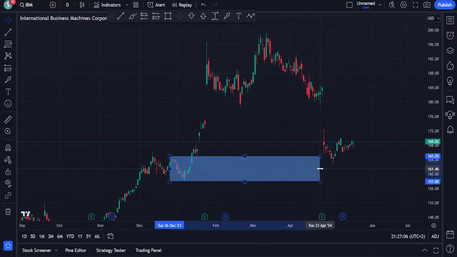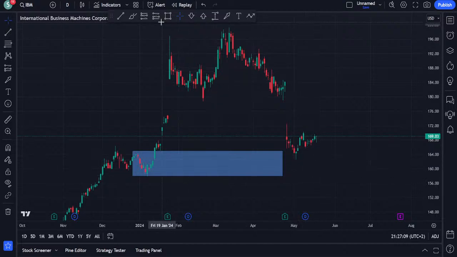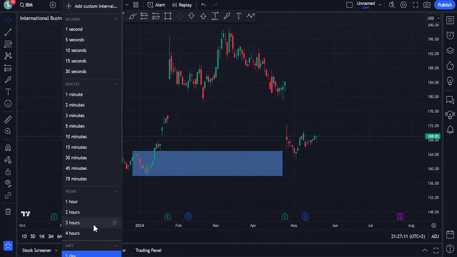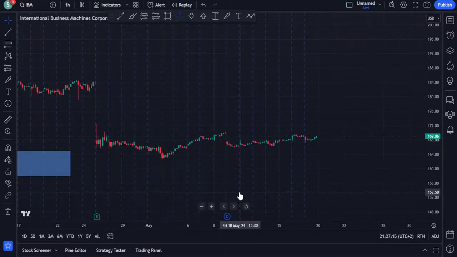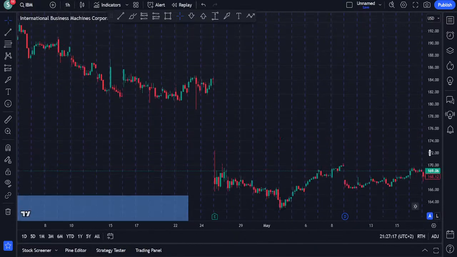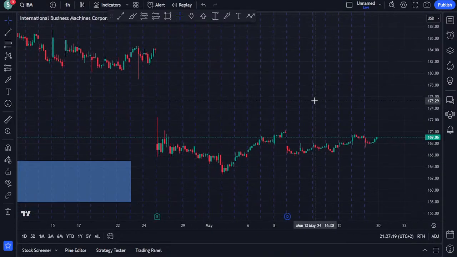I'm thinking, okay, looking for a reaction long here. So here, and let's look at daily and 1 hour. Let's see if we got that. Do we have bullish price here?